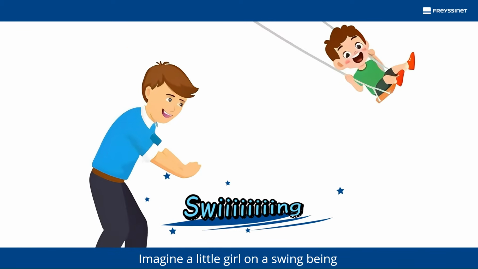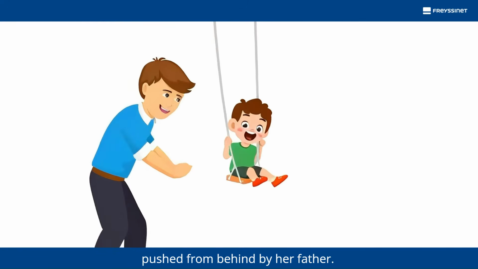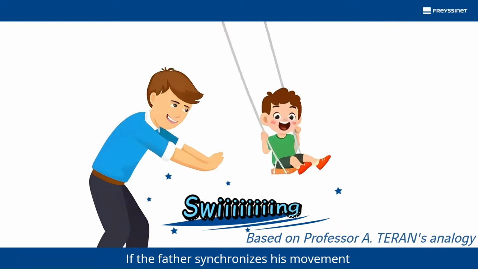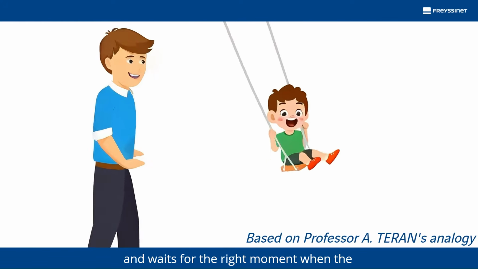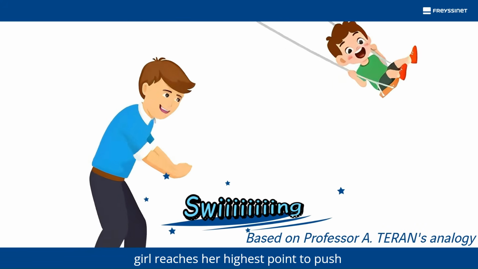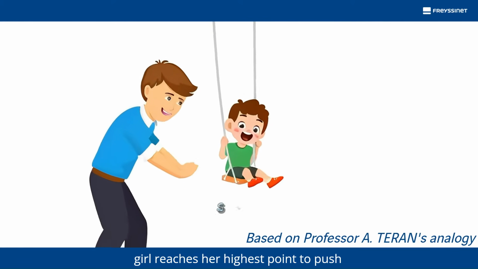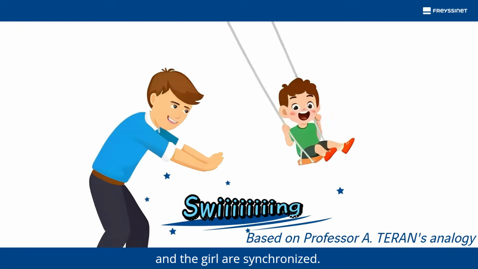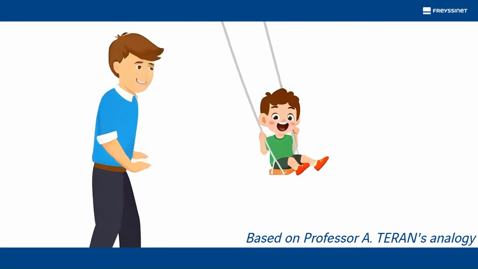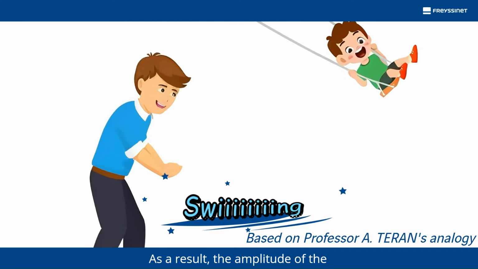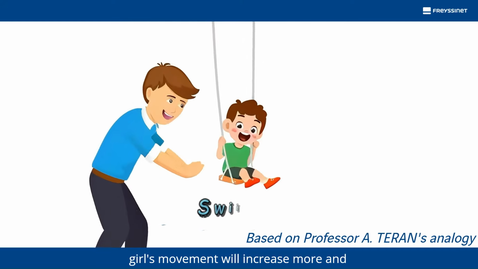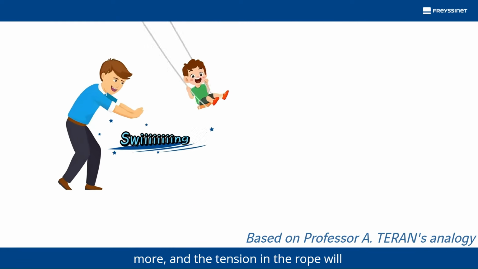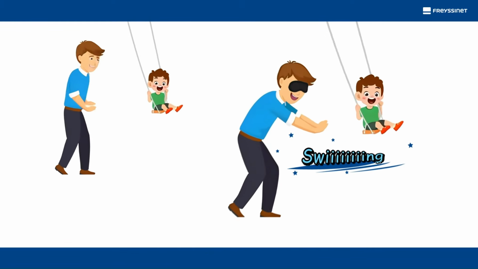Imagine a little girl on a swing being pushed from behind by her father. If the father synchronizes his movement and waits for the right moment when the girl reaches her highest point to push her again, it can be said that the father and the girl are synchronized. As a result, the amplitude of the girl's movement will increase more and more, and the tension in the rope will grow greater each time.